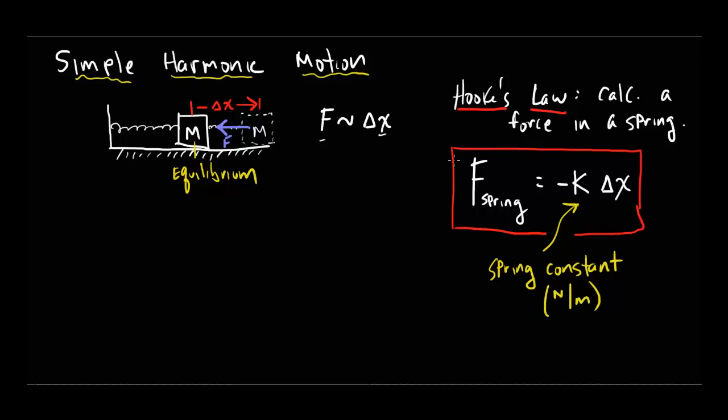But in addition to understanding this equation, I want you to see that this is a stronger formulation of the definition of simple harmonic motion. This clearly is a simple harmonic oscillator because Hooke's law demonstrates this relationship: F is directly proportional to delta x.